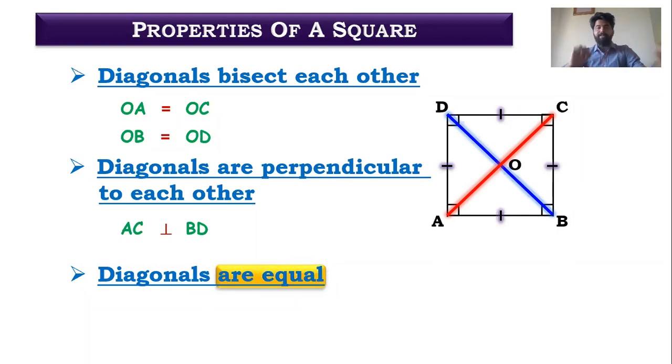Tanish ने बहुत अच्छे से put किया है इसको. He has written in the chat box. So we can write it as diagonals are equal and perpendicular bisectors of each other. Yes or no? Does everyone agree or not? Yep.